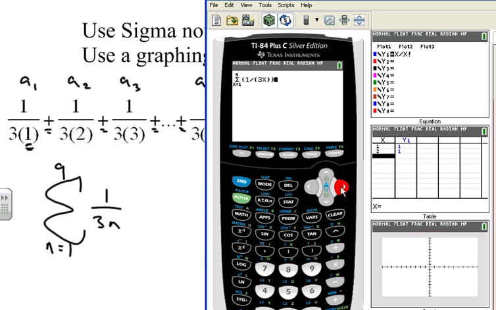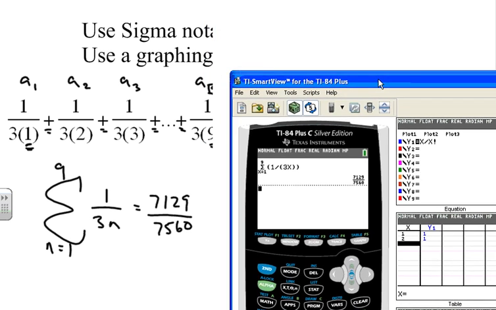And so now what we have is we're taking 1 divided by 3 times x. Okay, we press enter, and we get our final answer, which is crazy, crazy, crazy. All right, which is going to be 7,129 over 7,560. All right, and that's our fraction. All right, so there we have it.